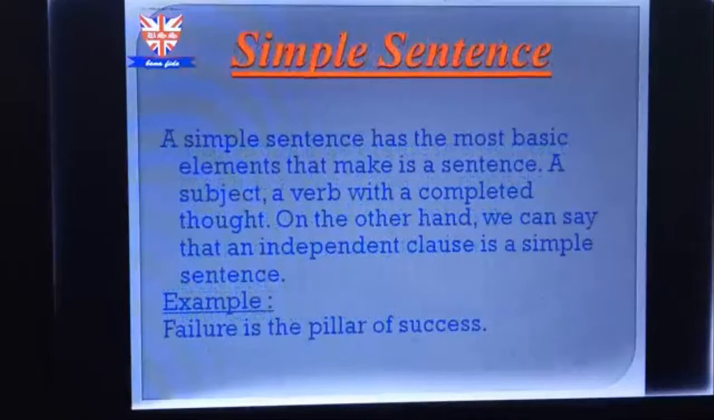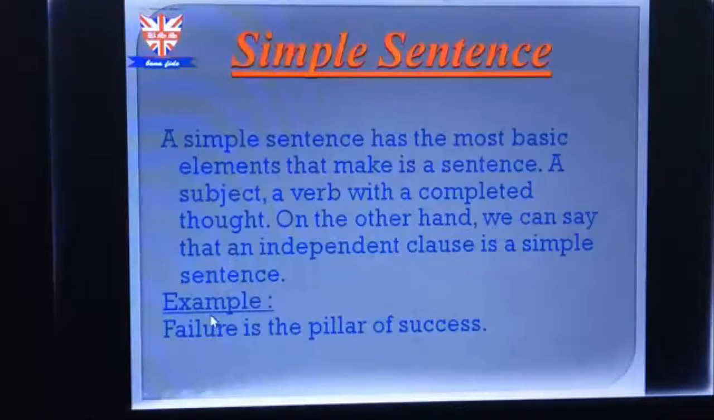Let's go for the last one, the simple sentence. It is simple as its name. A simple sentence has the most basic elements that make a sentence. It should have its basic meaning, a subject, and a verb with a complete thought. On the other hand, an independent clause is a simple sentence. The other name of independent clause, as we know, is principal clause. A principal clause is also a simple sentence.